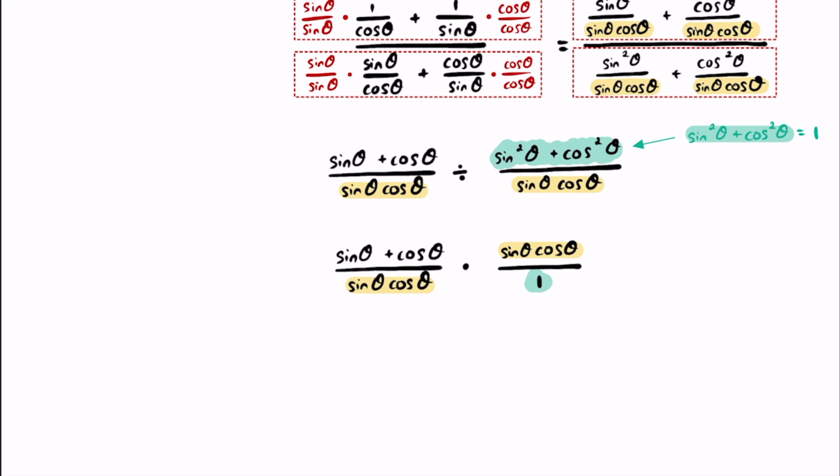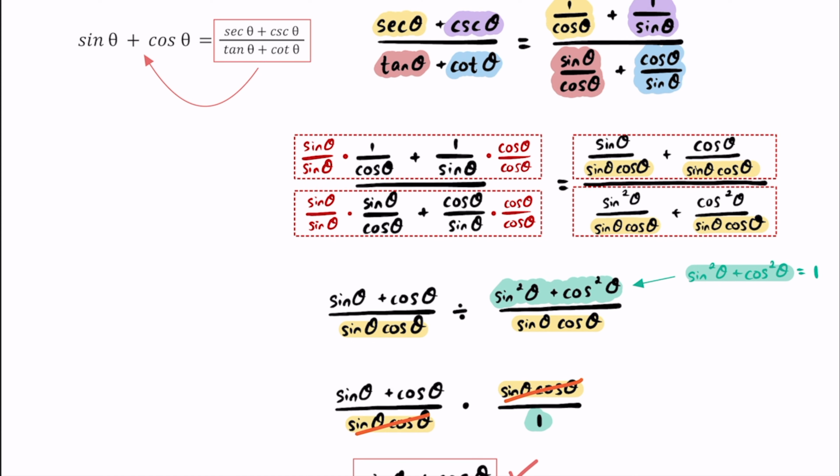And now multiplying these two fractions together, we can actually cross cancel the sine of theta, cosine of theta in the denominator with the same thing in the numerator. And what we're going to be left with here is sine of theta plus cosine of theta. And now if we take a look at this expression and compare that with what we had in the beginning, you can see here that this matches the left side of the equation perfectly. So there you have one way of verifying this particular trig identity.